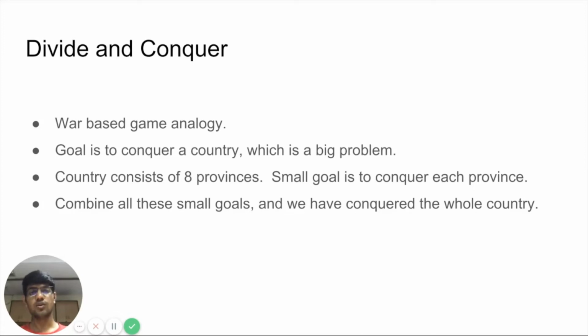Hence, our smaller goal is to conquer each of the provinces. Once we have conquered each of the provinces, we in a way have conquered the entire country. So combining all these small goals, we have conquered the whole country. This is how divide and conquer algorithms work. They work by breaking a large problem into several sub-problems. Each of those sub-problems is then solved in order to solve the larger problem.